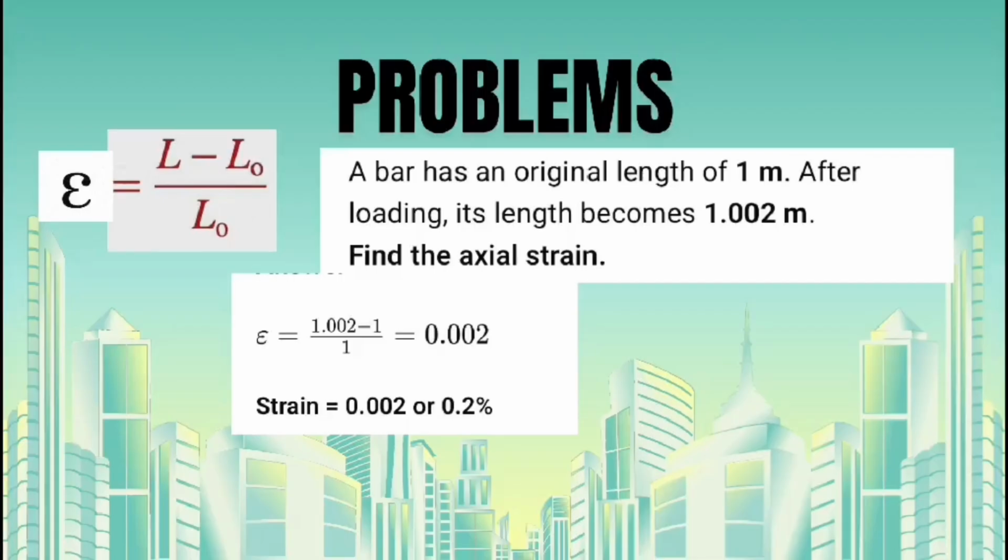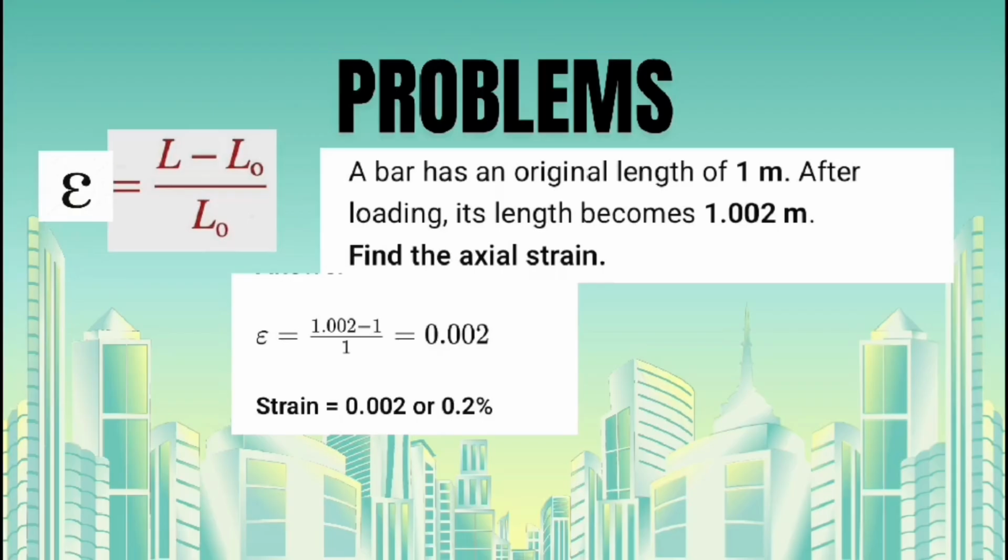And now, let's proceed to the sample problems. Here is sample problem number 1. A bar has an original length of 1 meter. After loading, its length becomes 1.002 meter. Now find the axial strain.